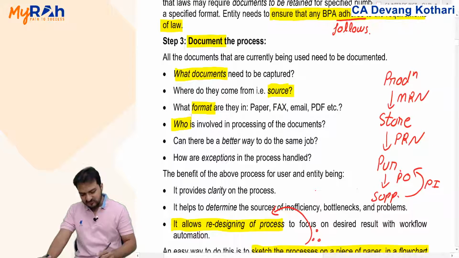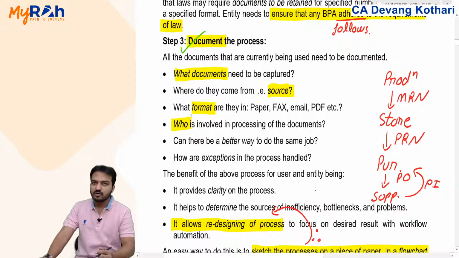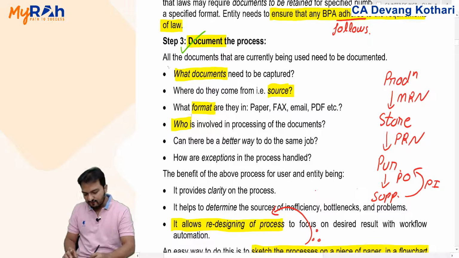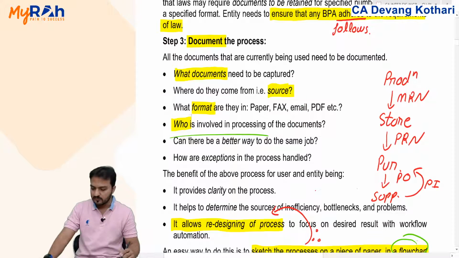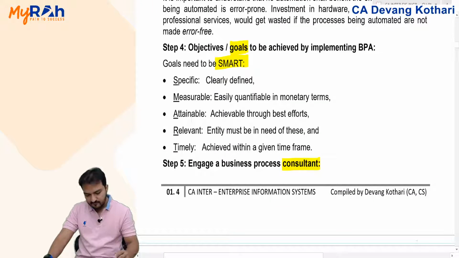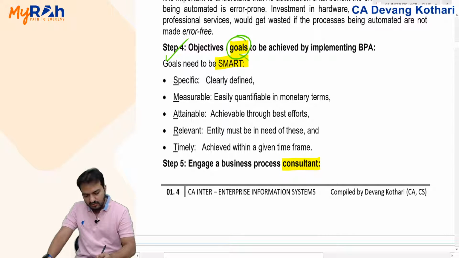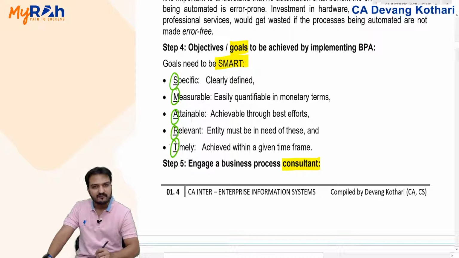That is step 3. So step 3 involves documenting. Documenting involves two things: the kind of documents, source, format and so on of the documents, and the flowchart is also a type of document involved. Step 4, you decide the goals of the BPA. Remember, goals of the BPA must be SMART goals. SMART, that is specific, measurable, attainable, relevant and timely. The goals should be SMART goals.